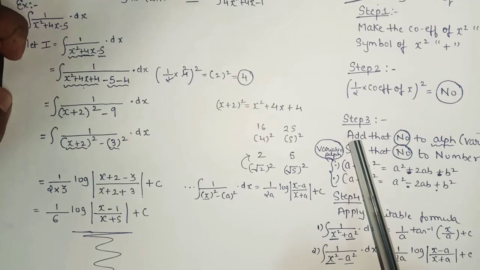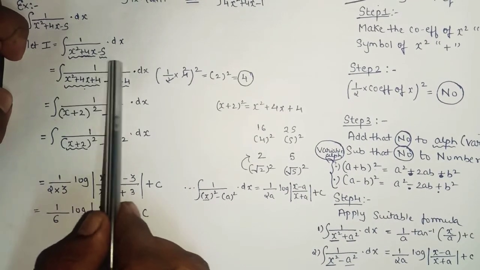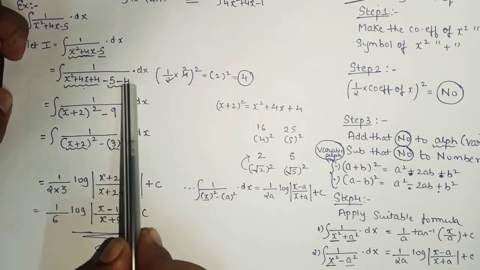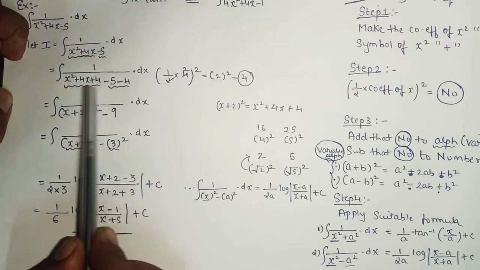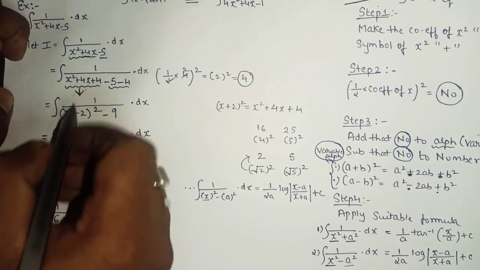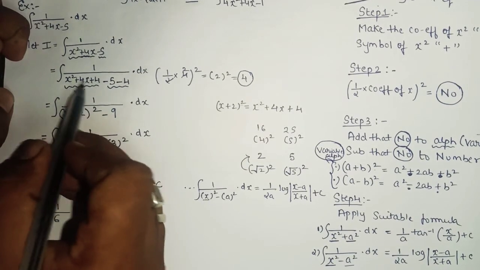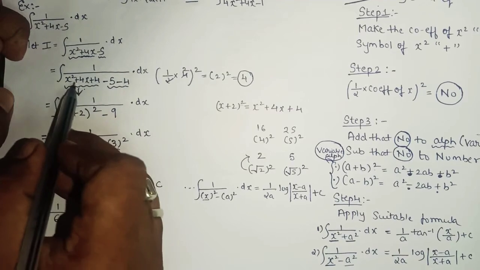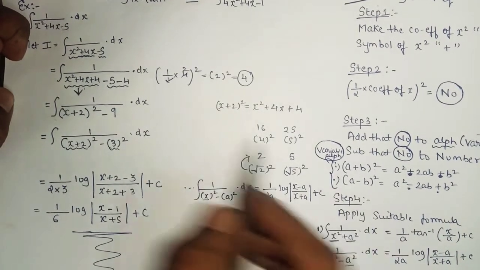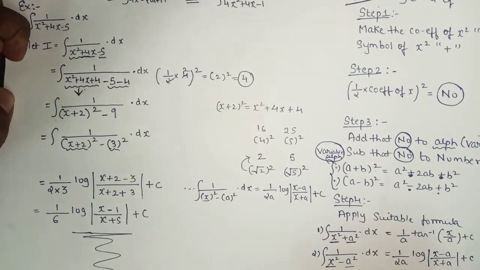Step number 3 is what? Add that number to the alphabet. So make this pair like this, okay? Add that number to the alphabet and subtract that number from the number. After this, it will get converted into either (a plus b) the whole square or (a minus b) the whole square. If the symbols of both the first section and second section are positive, you will apply (a plus b) the whole square. If first is negative and second is positive, of course you will apply (a minus b) the whole square.